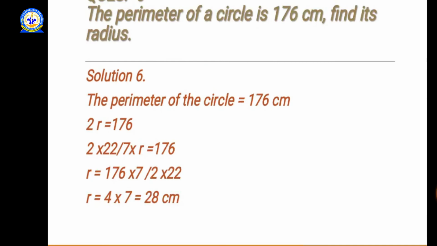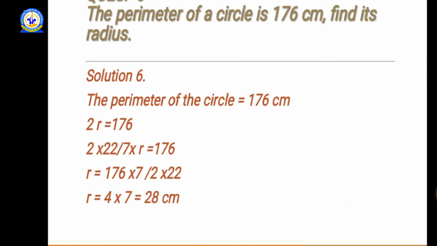Next, question number 6. The perimeter of a circle is 176 centimeter. Find its radius. So we have to find the radius of the circle. What is given? Perimeter of a circle. In a circle, we call the perimeter the circumference. So circumference of a circle is equal to 2 pi r. What is pi here? Pi value is 22 by 7.